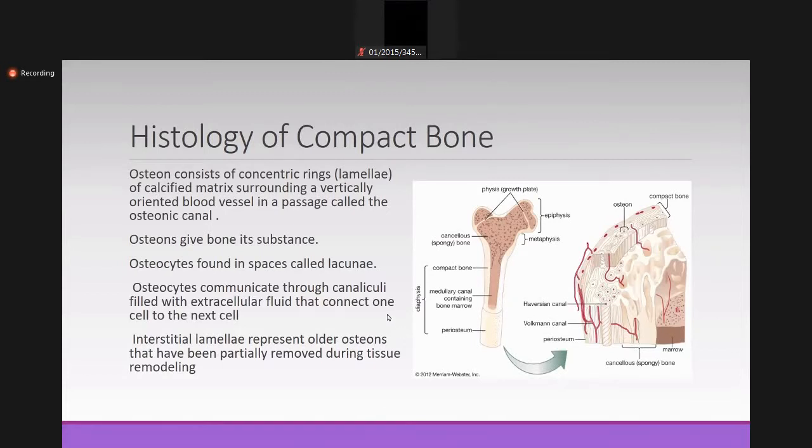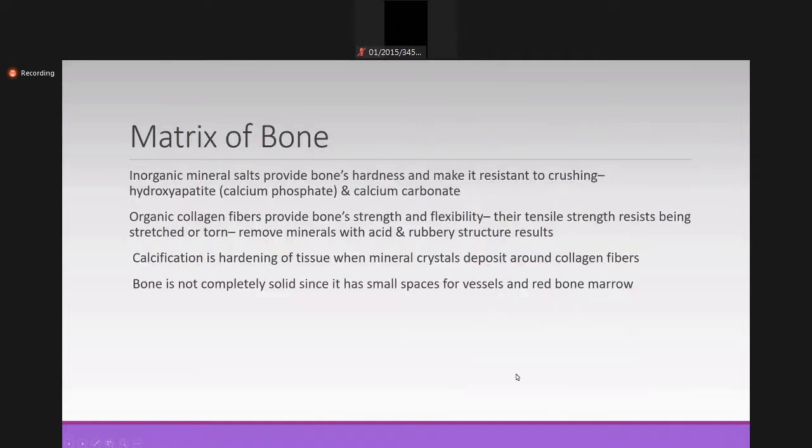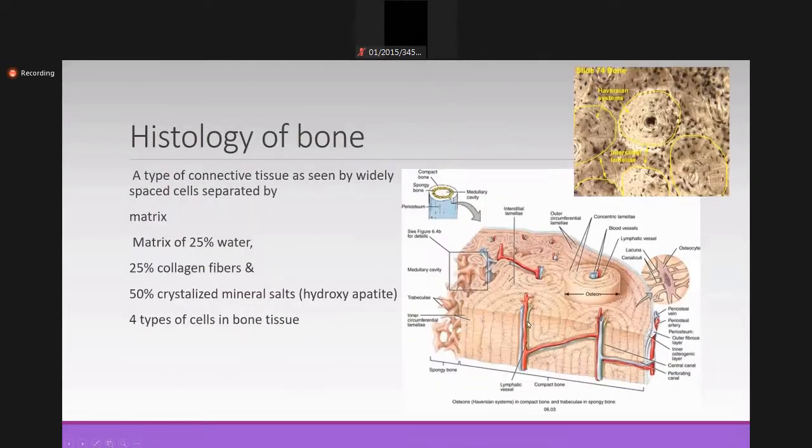Now, coming back to the previous diagram that we have, the parallel running canals or channels within the compact bone, which allow for the passage of the blood vessels and the nerves, are known as the Haversian canals. The two Haversian canals that are at right angles to each other are connected to each other by another canal, which is known as a Volkmann's canal.